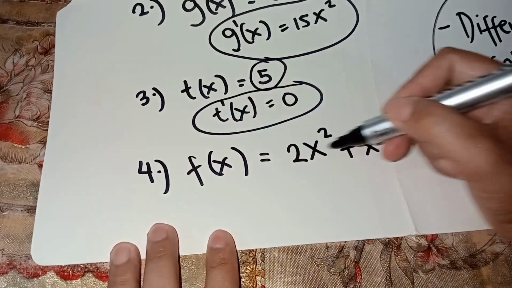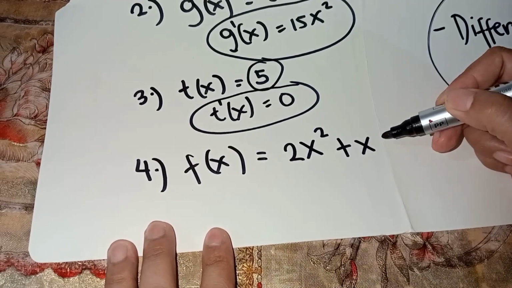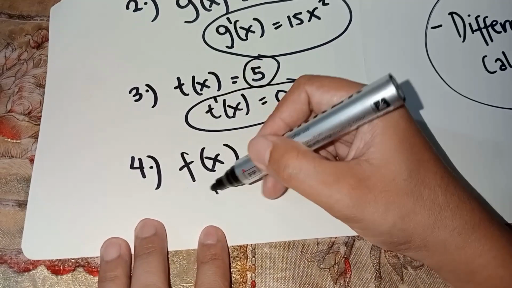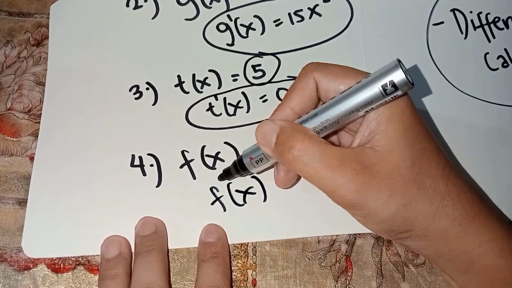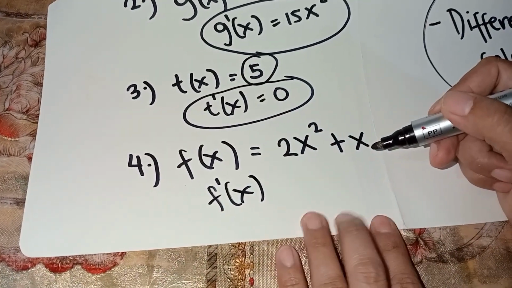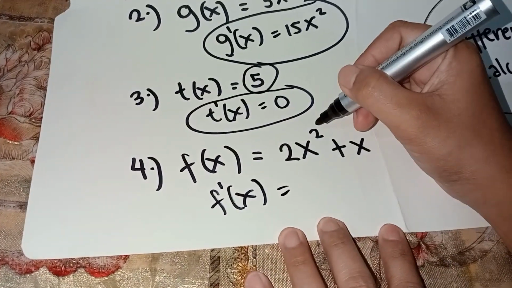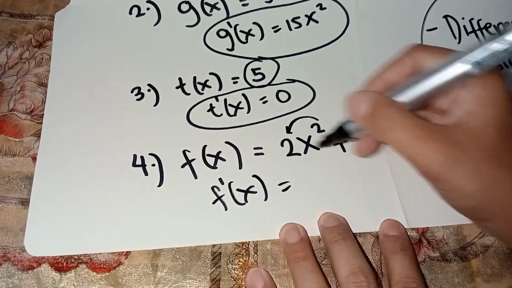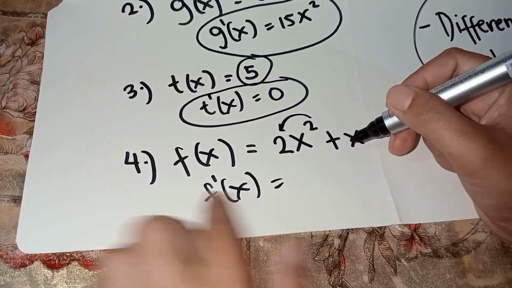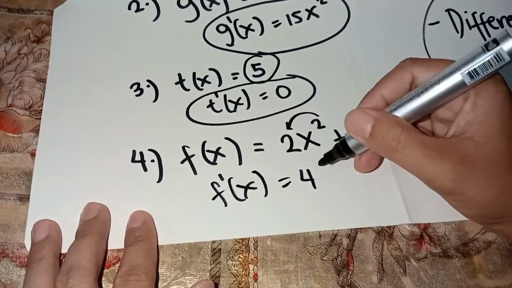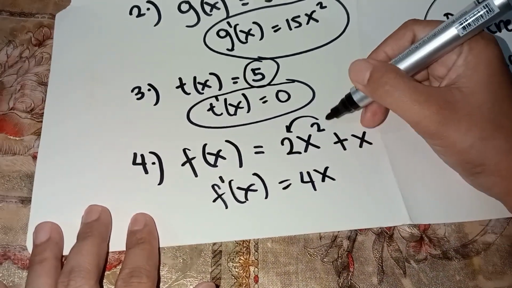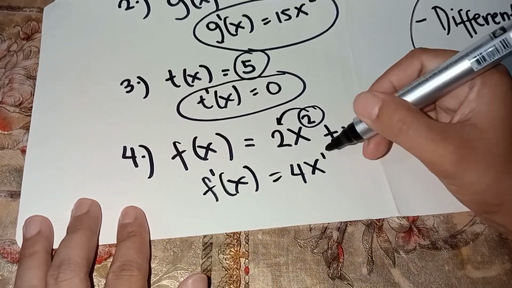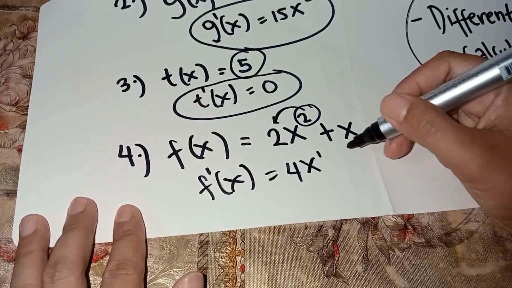We have f of x equals 2x squared plus x. This time, we will solve this one. Copy the given function, then write prime to represent the derivative. All you need to do is multiply the exponent by the numerical coefficient. 2 times 2, that is equal to 4. Then copy variable x. Subtract the exponent by 1. 2 minus 1, we have 1.